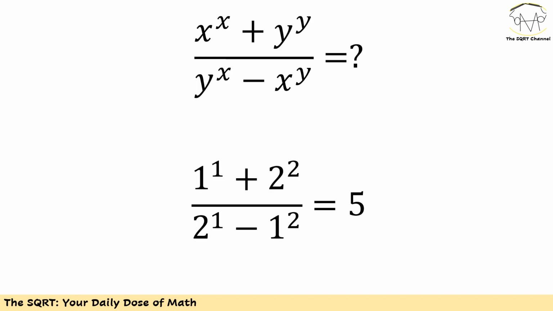Now I need to find x to the power of x, which is 1 to the power of 1, plus y to the power of y, which is 2 to the power of 2, and then y to the power of x, which is going to be 2 to the power of 1, and x to the power of y, which is going to be 1 to the power of 2. If you apply some simplification, you can see that the expression is going to be 5, and that concludes our answer.